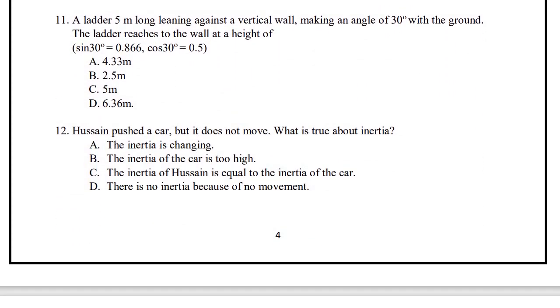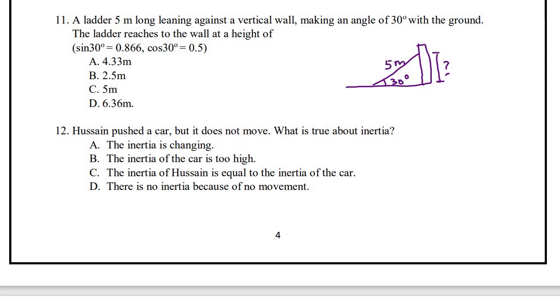Next, we have question 11. A ladder 5 meters long is leaning against the wall, and it makes an angle of 30 degrees with the ground. Let's say this is the wall and this is the ground. And the ladder is leaning against the wall, making an angle of 30 degrees. The ladder reaches the wall at the height of, so we have to find this height, and the sine 30 and cos 30 are given. One more thing, the ladder is 5 meters long.